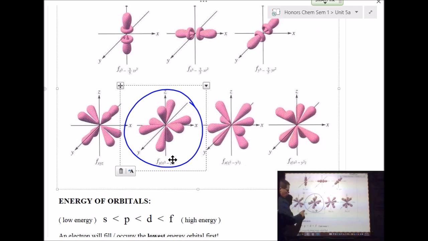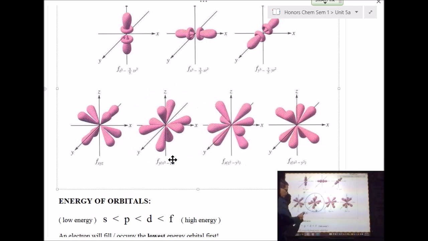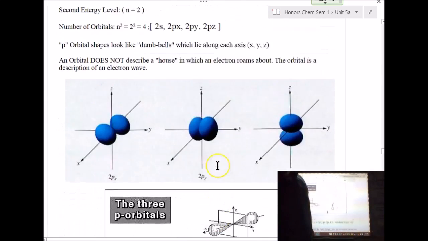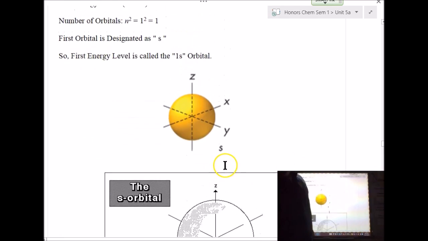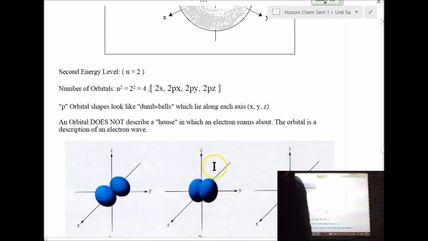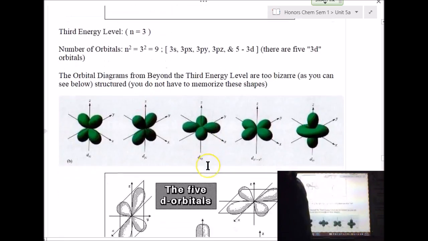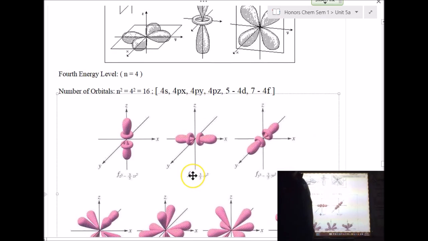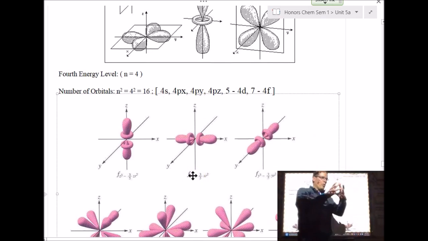So don't freak out and go, wow, that thing is really complex looking. Yeah, it is. Are you going to have to memorize what that looks like? No. The shapes that you're going to have to memorize are s orbitals and p orbitals. There's the p's, there's the s. Think you got it? What I want you to know is that as we move along, they get more complex. And that makes sense because they're getting farther and farther away.